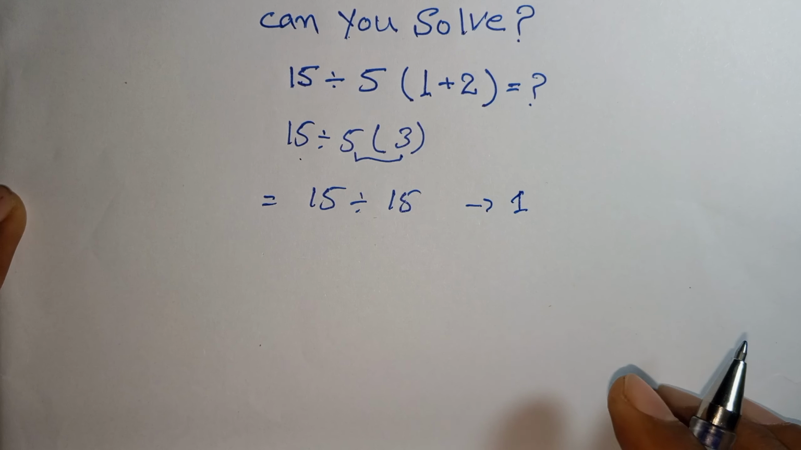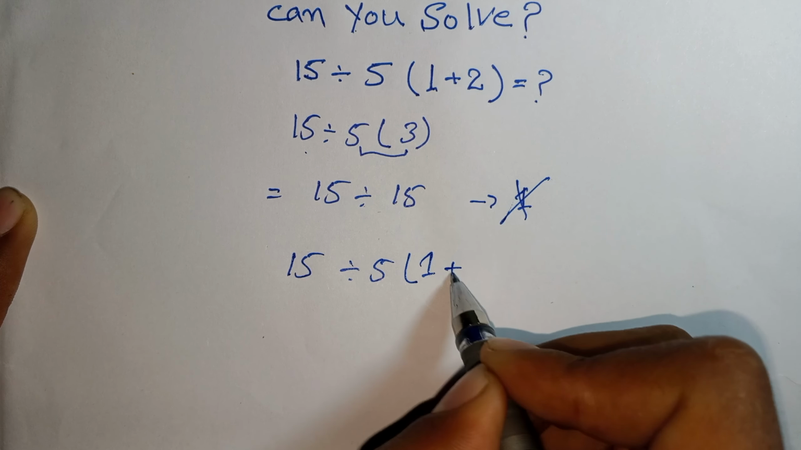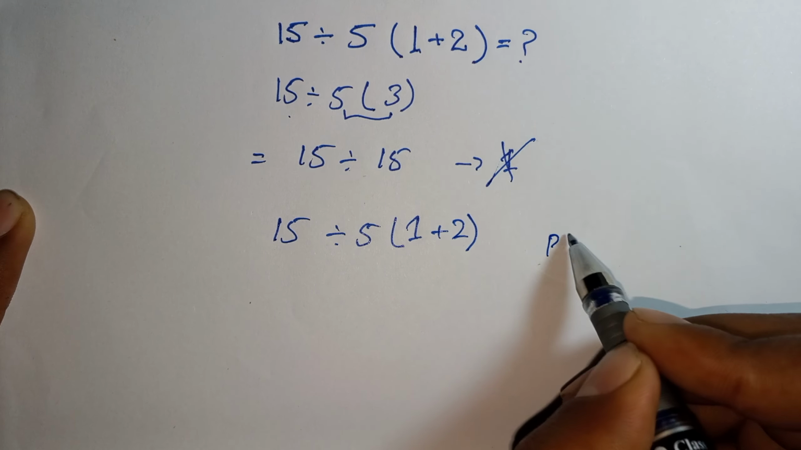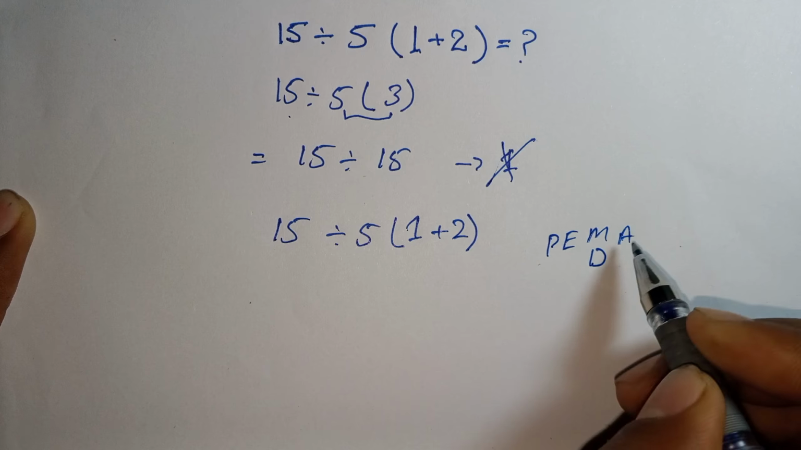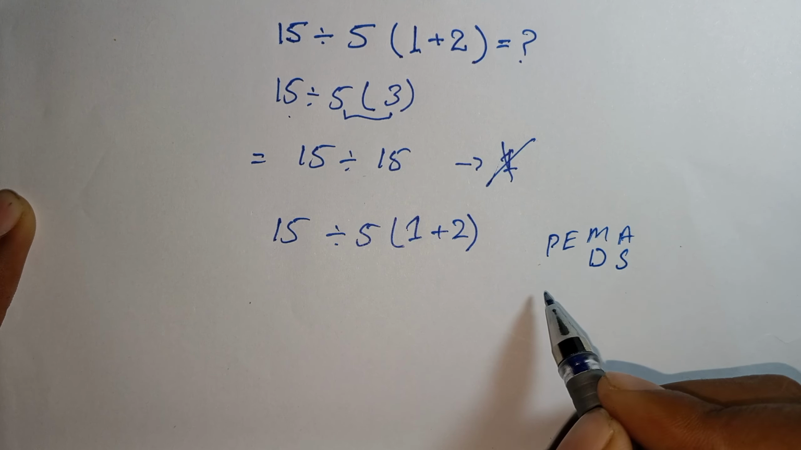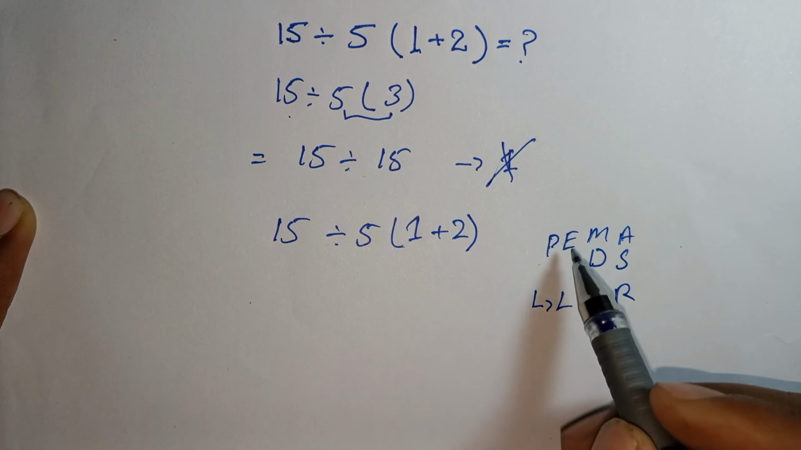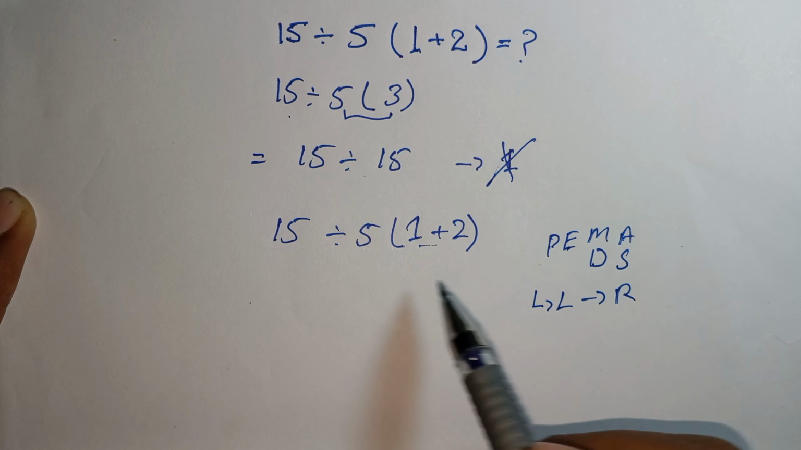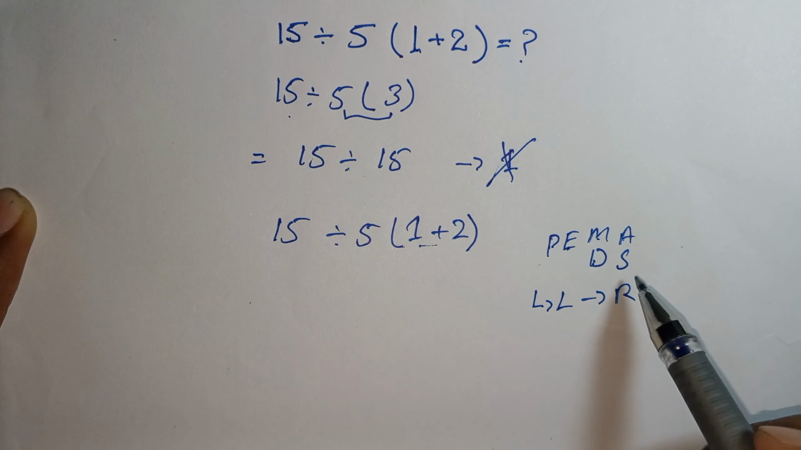Right, again this question: 15 divided by 5 into 1 plus 2. According to PEMDAS rules: parenthesis, exponent, multiplication, division, and finally addition and subtraction. I used this left to right. Parenthesis and exponent are not included in this question. Multiplication and division are included, and addition and subtraction.